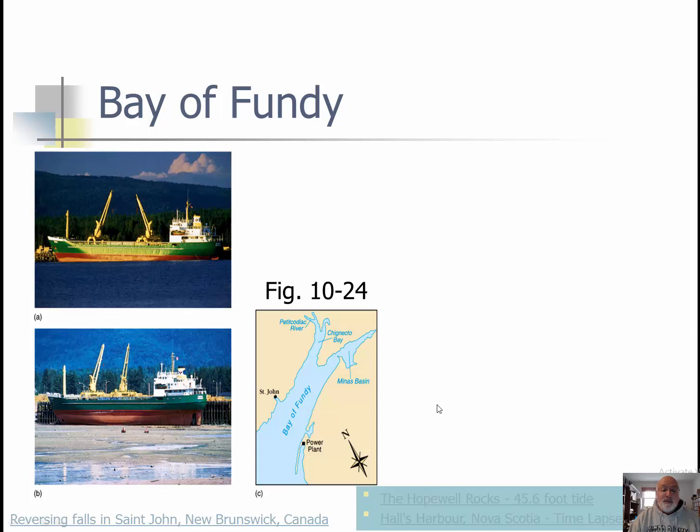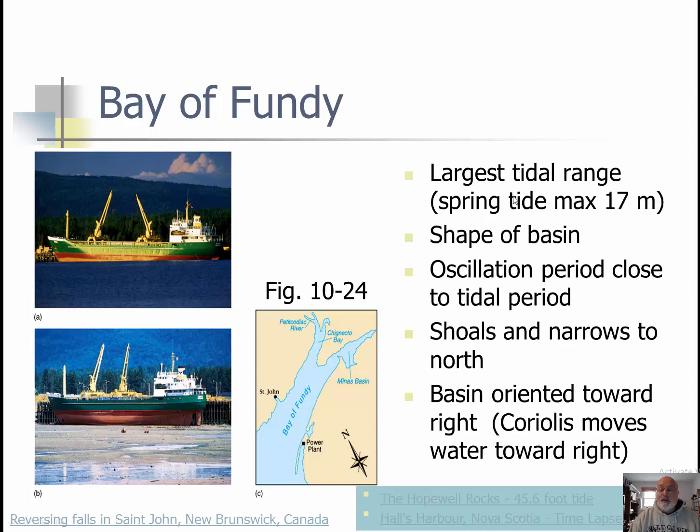Bay of Fundy is actually located right up in here, and basically what happens is we get a very large tidal range that's actually 17 meters. Multiply that by 3.3 and you get a really large high tide, low tide difference. It's caused by the shape of the basin, by the oscillation period that's close to this tidal area, by the shores narrowing to the north, and by the fact that the Coriolis effect helps throw the water in there.